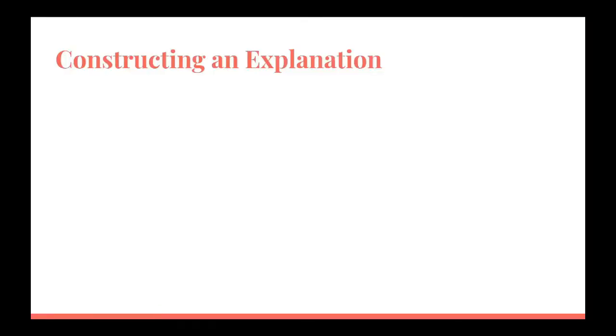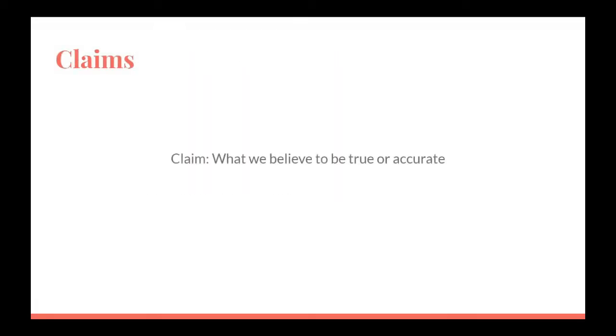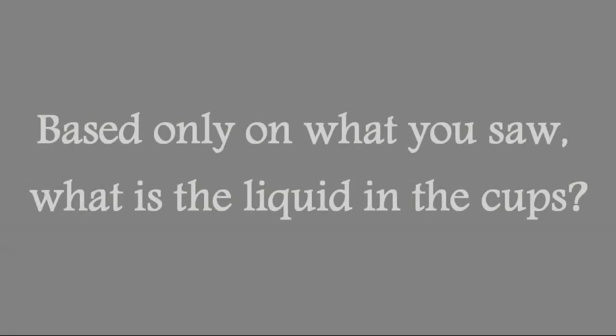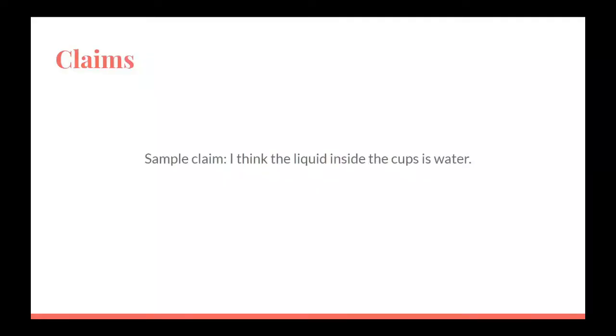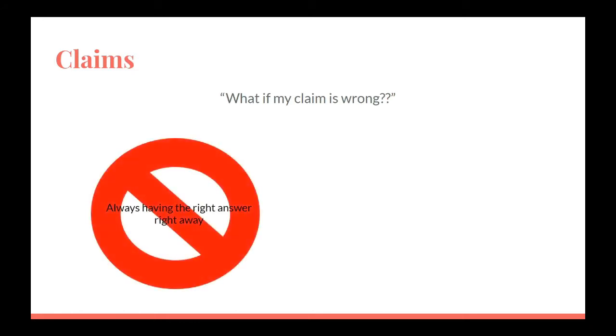One of the main methods for constructing an explanation is claim, evidence, reasoning. By labeling and separating out each piece of the explanation, we can better understand what's required for a robust scientific explanation. A claim is something we believe to be true or accurate. The claim in this video is what we believe the liquid in the cup to be. Ask your child what they think the liquid in the cups is. The answer is their claim. If this is a new way of thinking for yourself or your child, the claim can be daunting due to that feeling of, what if I'm wrong? Remember, the goal of an explanation is not to get the correct answer right away.